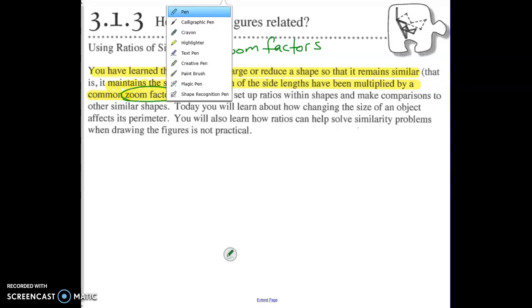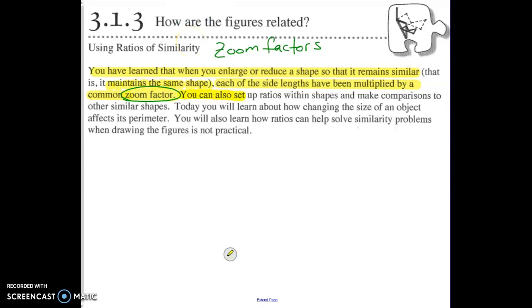You can also set up ratios within shapes and make comparisons to other similar shapes. Today you will learn about how changing the size of an object affects its perimeter. You'll also learn how ratios can help solve similarity problems when drawing the figures is not practical. So the perimeter problem you guys are going to work on in your teams.